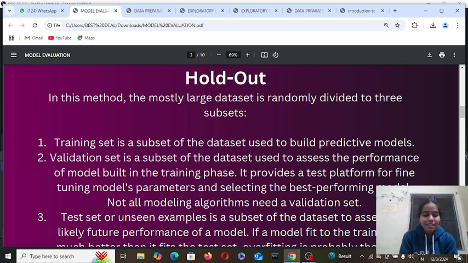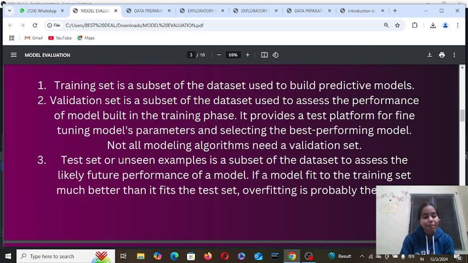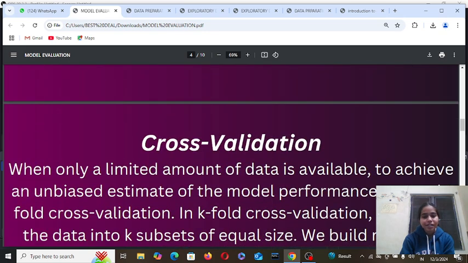Third, the test set or unseen example is a subset of the dataset used to assess the likely future performance of a model. If a model fits the training set much better than it fits the test set, overfitting is probably the cause.